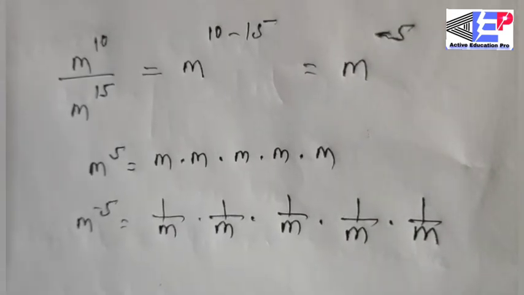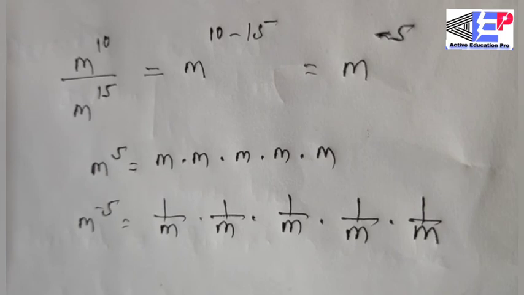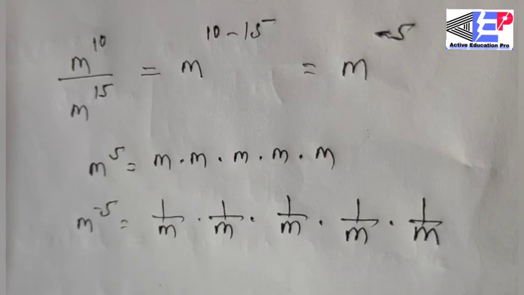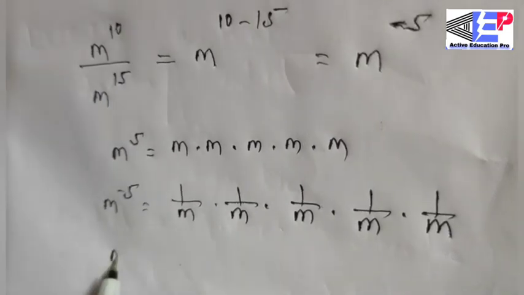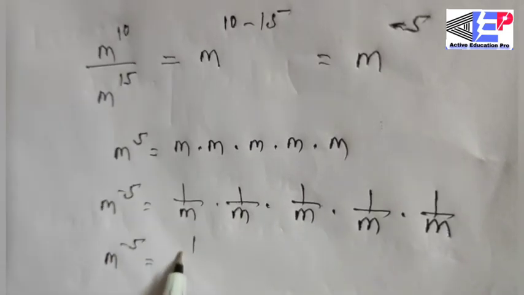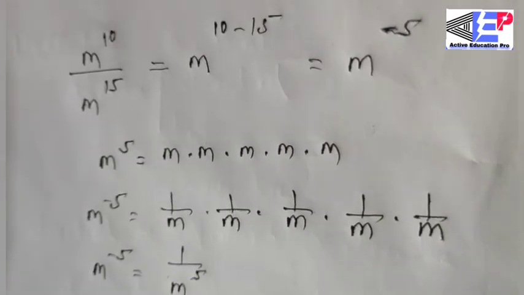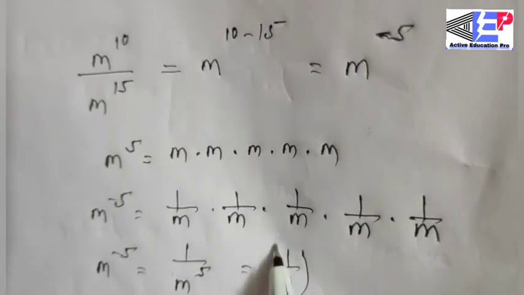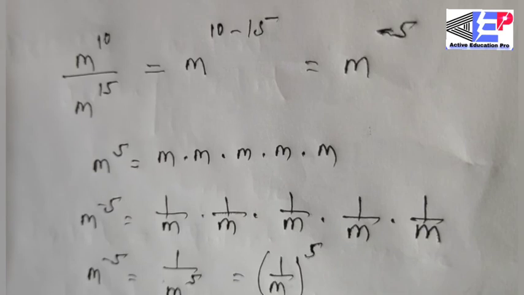m to the power minus 5 means the multiplication of the same m's reciprocal. I mean m's reciprocal is 1 by m, and when we multiply m's reciprocal 5 times, then the power is written as a negative number. Here m's reciprocal is multiplied 5 times, that's why m's power is minus 5. It means m to the power minus 5 is equal to 1 by m to the power 5. You know, 1 by m whole 5.